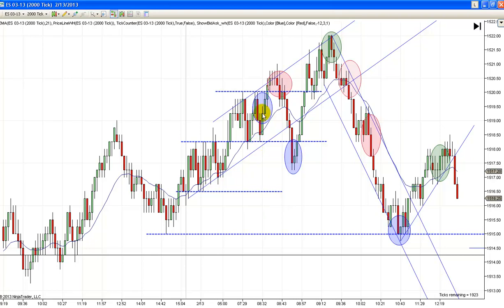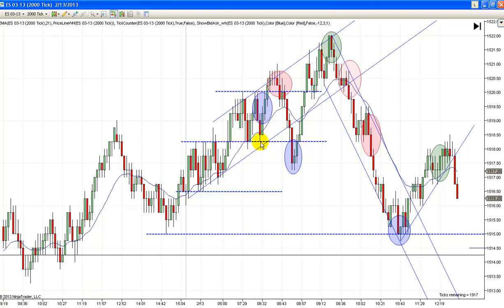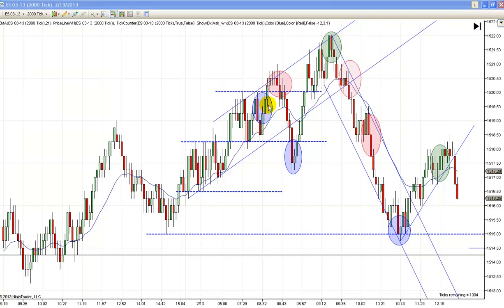And this right here is a second entry long. Notice that we came back once and tested this breakout area. We went higher. We came back again and tested it. So that's a double test of this breakout area, and you've got to take that to the long side when you see that.